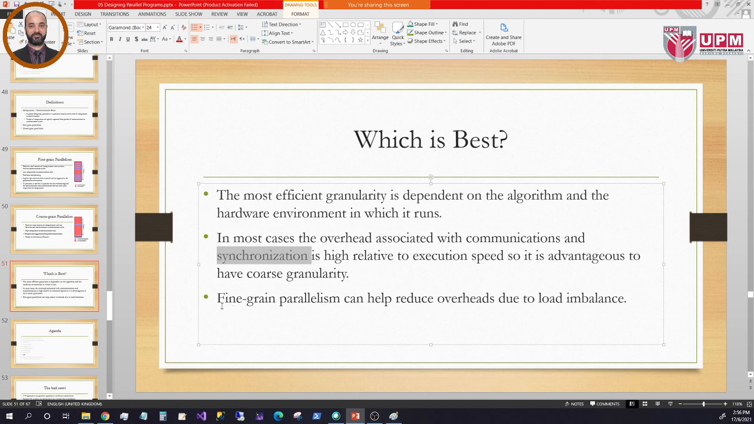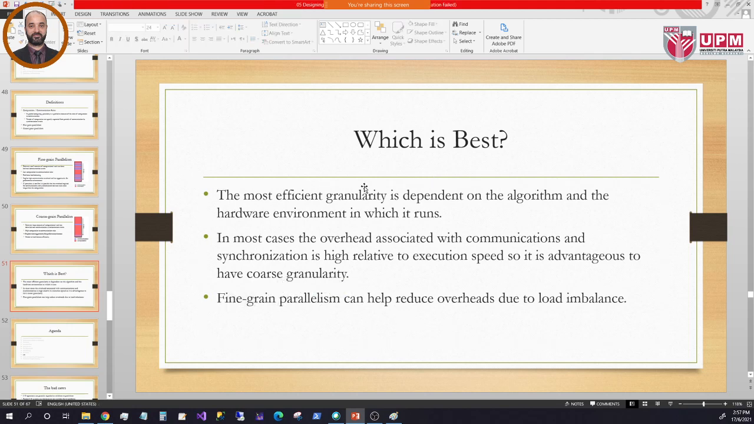Okay, guys? So fine grain parallelism can help reduce overheads due to load imbalance. Because if the program is based on coarse granularity, then the opportunity to have imbalanced load is very high. Okay, so in that case, there will be a lot of resource wastage. So better to move to fine granularity to improve the performance of that program.